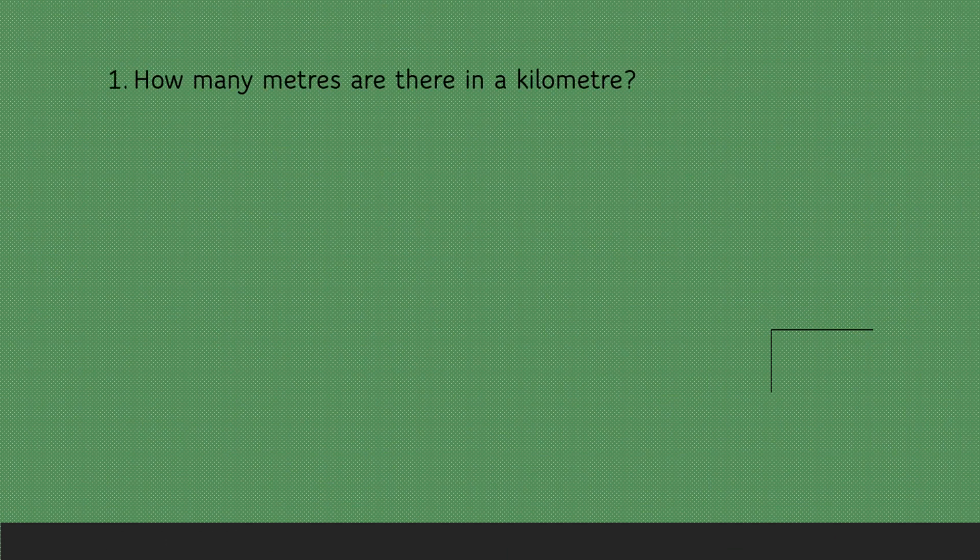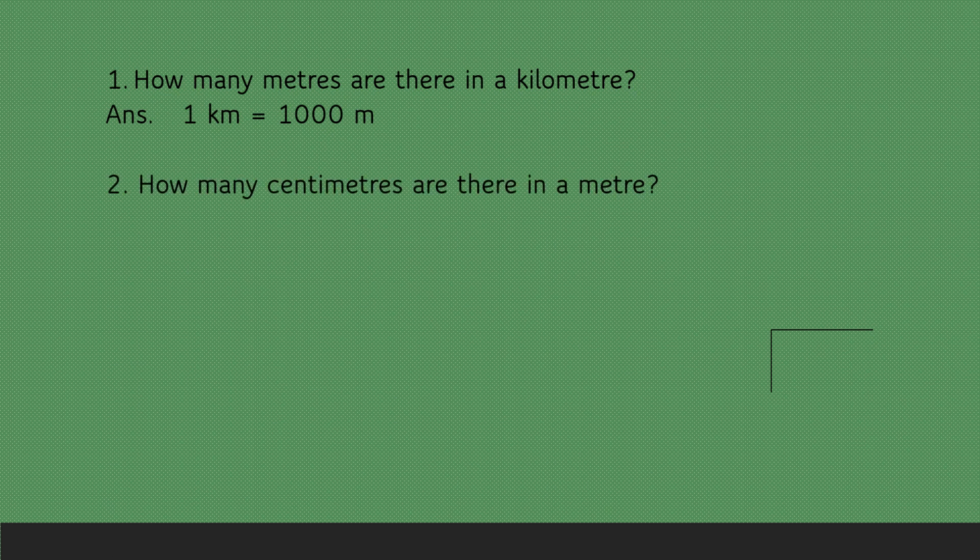Now see the first question. How many meters are there in a kilometer? That means 1 kilometer has how many meters? So you will write 1 kilometer is equal to 1000 meter, or you can say 1000 meters make 1 kilometer. Question 2. How many centimeters are there in a meter? Now 100 centimeters are there in a meter, or 1 meter is equal to 100 centimeter.